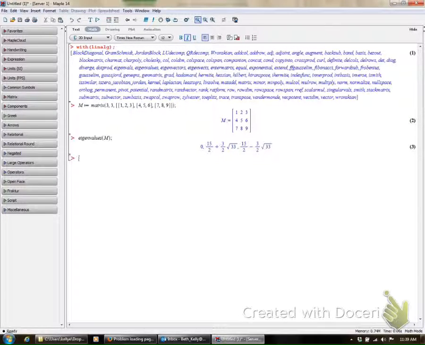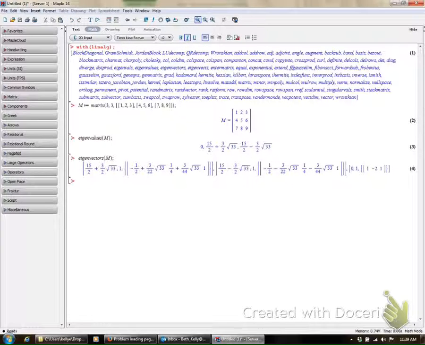What I really want, though, are not just the eigenvalues, but also the eigenvectors. So I type in Eigenvectors of M, and out comes this long list. And so I wanted to talk to you about what this list means. Okay, so if I look at the end of the list, it might make a little bit more sense.